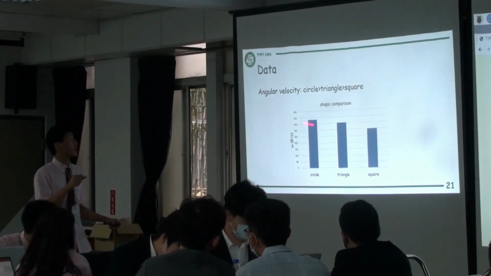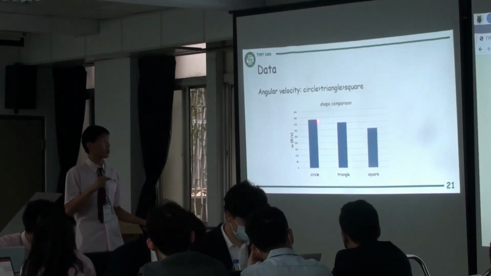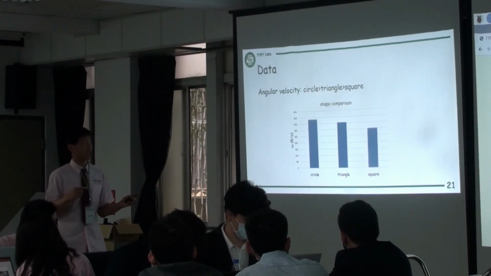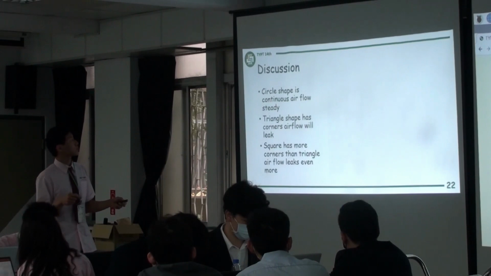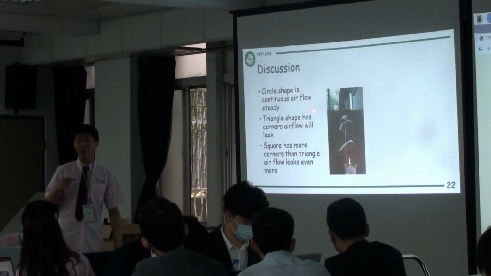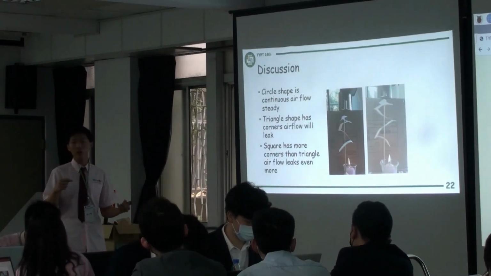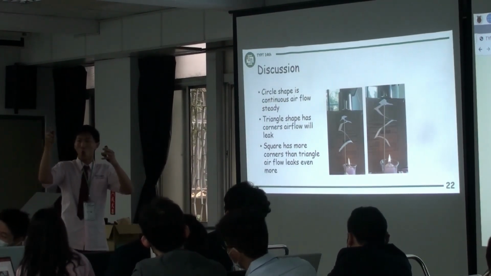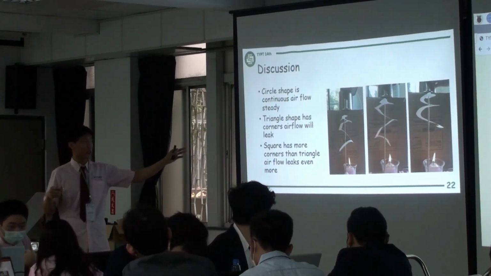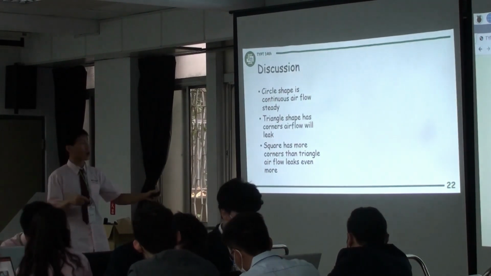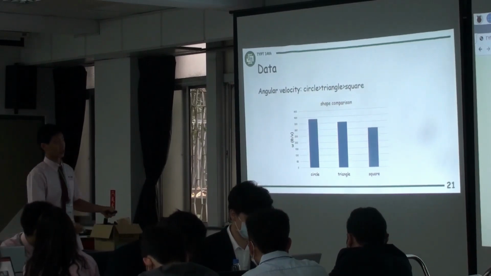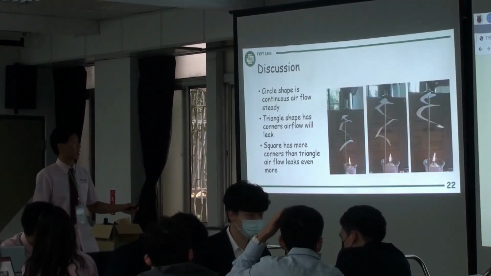Okay, so this is the angular velocity. We can see that this is the terminal angular velocity: the circle will be greater than the triangle, and the triangle will be greater than the square. This happens because the circle shape has a continuous airflow, while the triangle shape and square shape have corners, so the airflow will leak. And the square has even more corners than the triangle, so the airflow will leak even more, which causes the square to have the least terminal velocity.